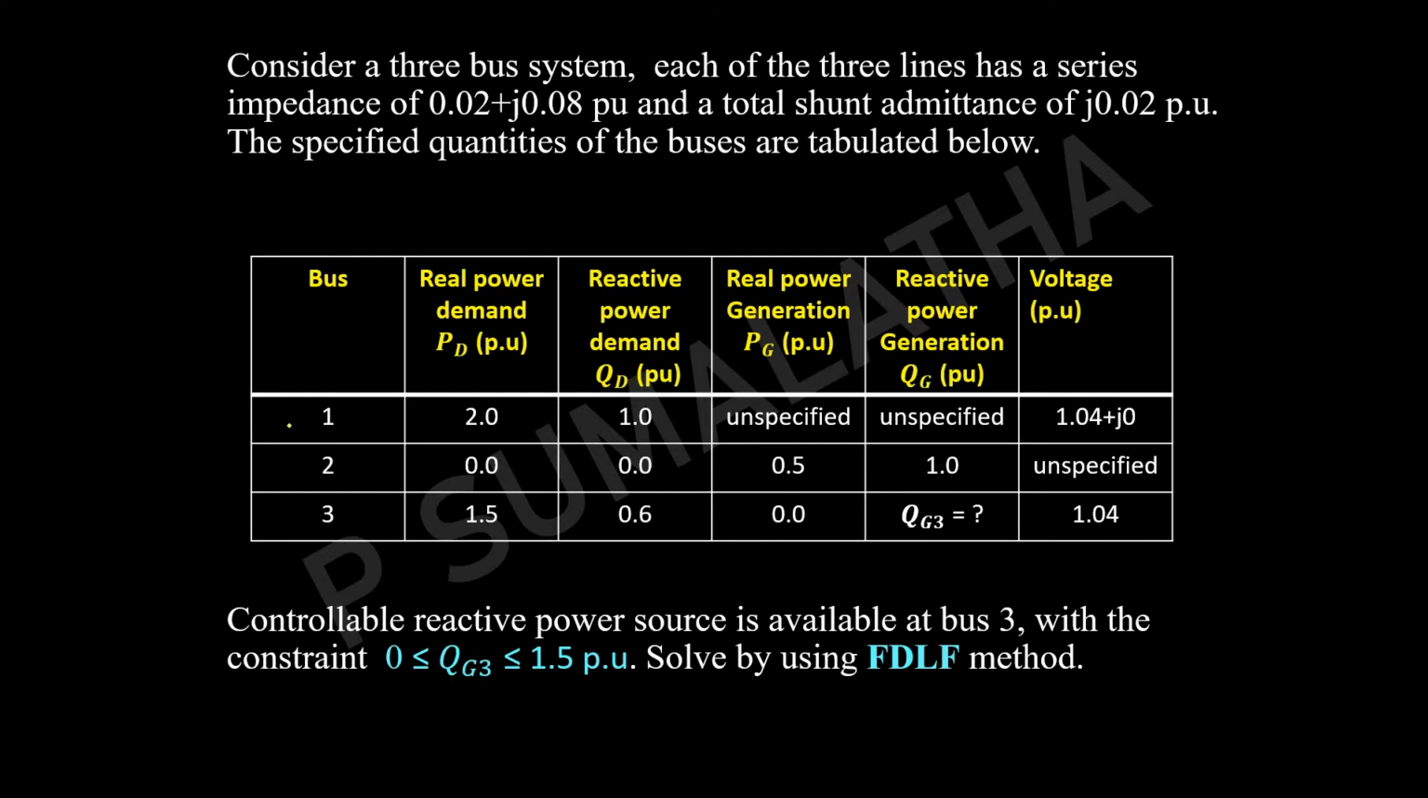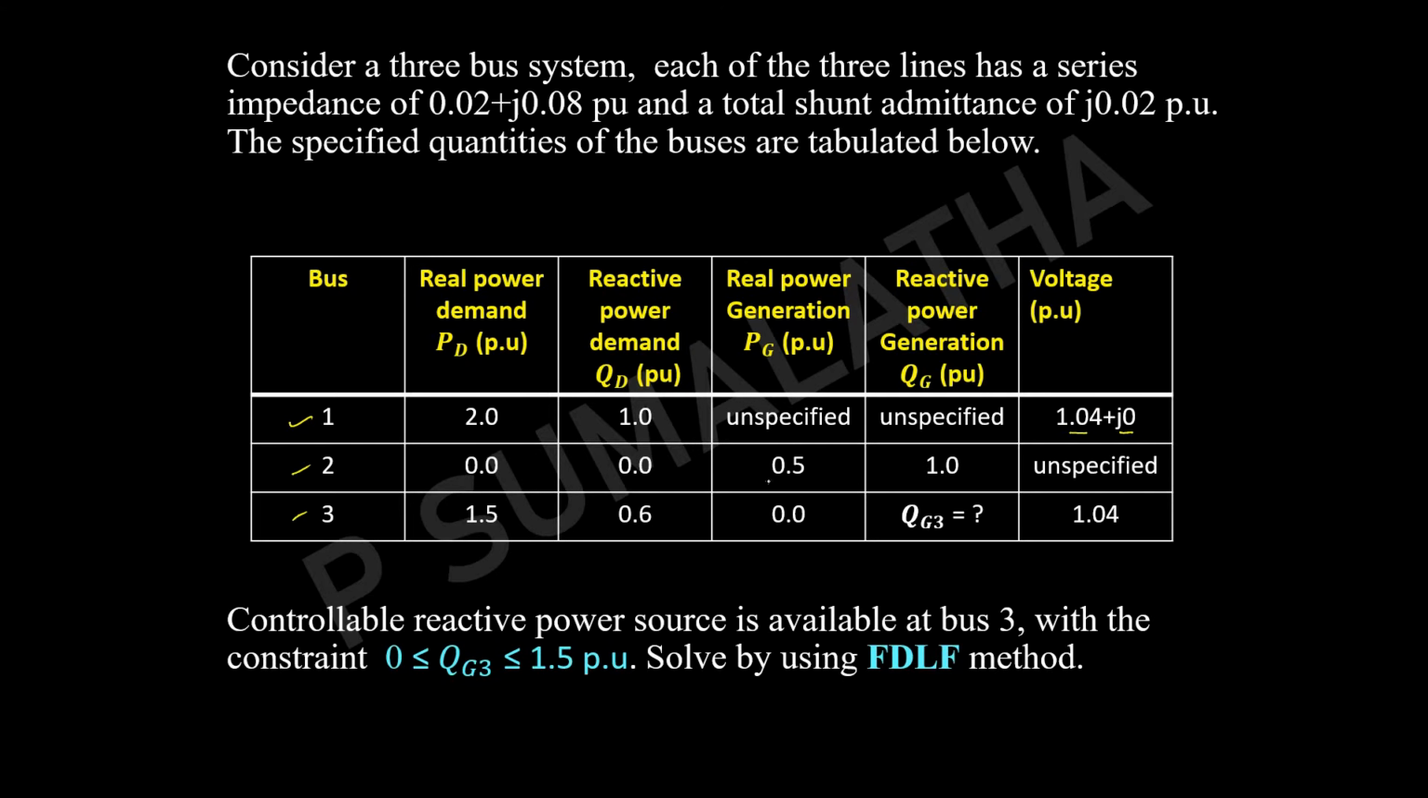Here we have 3 buses 1, 2 and 3. First bus is a slack bus because they have given the voltage magnitude and the phase angle. Voltage magnitude is 1.04 and phase angle is 0 degrees. So it is in the rectangular form. If you convert into the polar, it will be 1.04 at an angle 0 degrees.